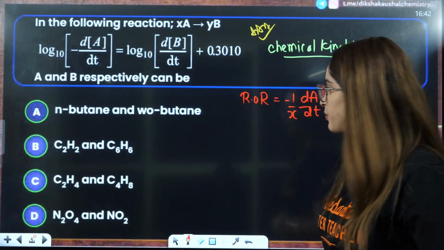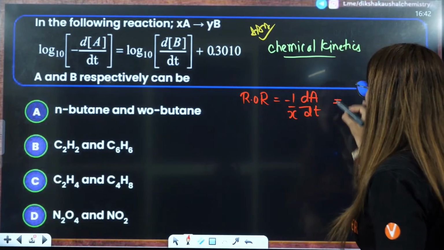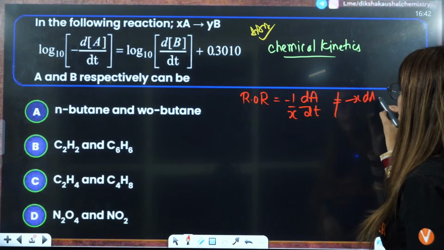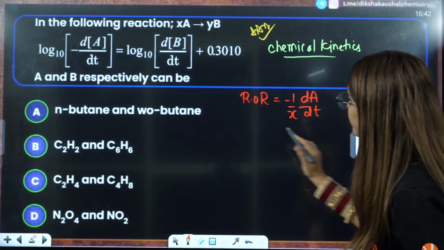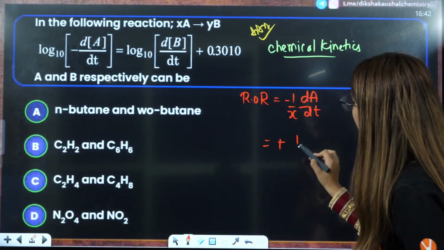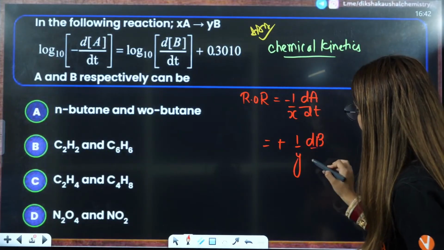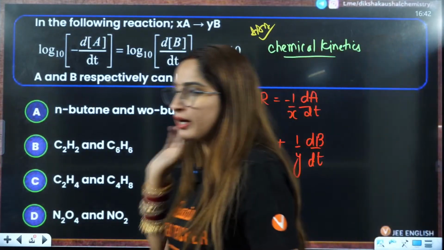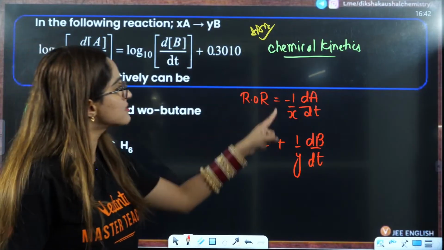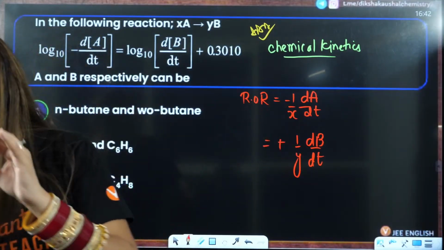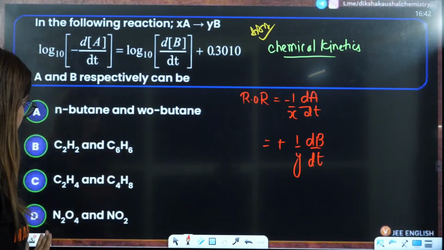X is the stoichiometry. It cannot be X times dA by dt, and in the form of dB it will be plus 1 by y dB by dt. Are you able to understand from this equation that this is the rate of reaction that you will get for disappearance and appearance?